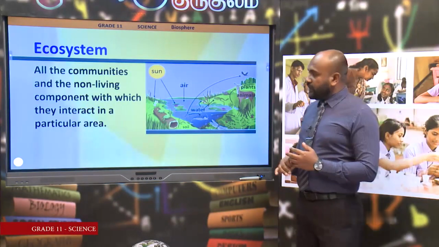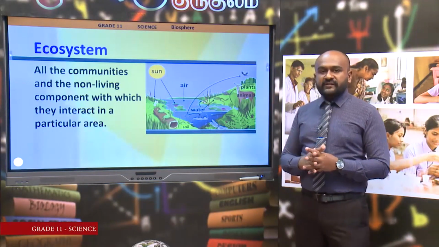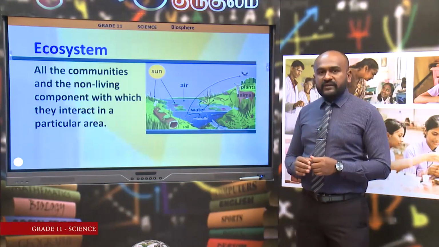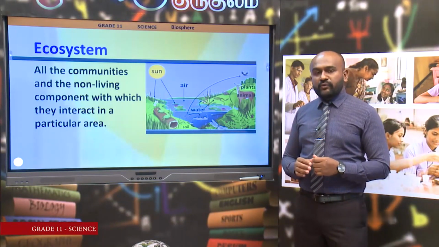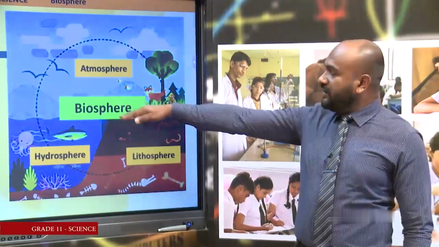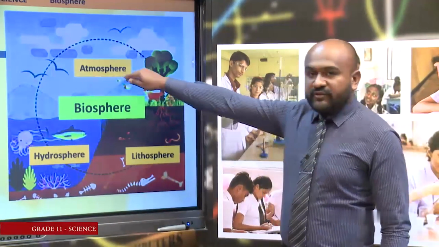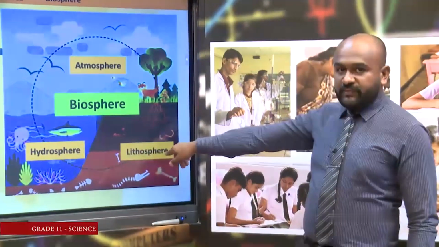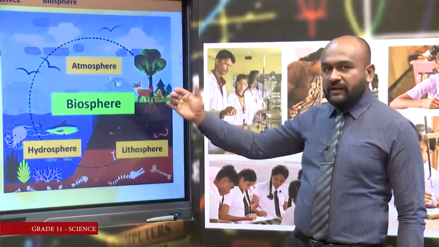So, what is the last organization level then? When you get all these ecosystems, what do you get? The part of the earth where life exists. Already you know what we call it, we call that the biosphere. Let us see the components of the biosphere again. You can see it consists of the atmosphere, the hydrosphere and the lithosphere, which we have already done earlier.